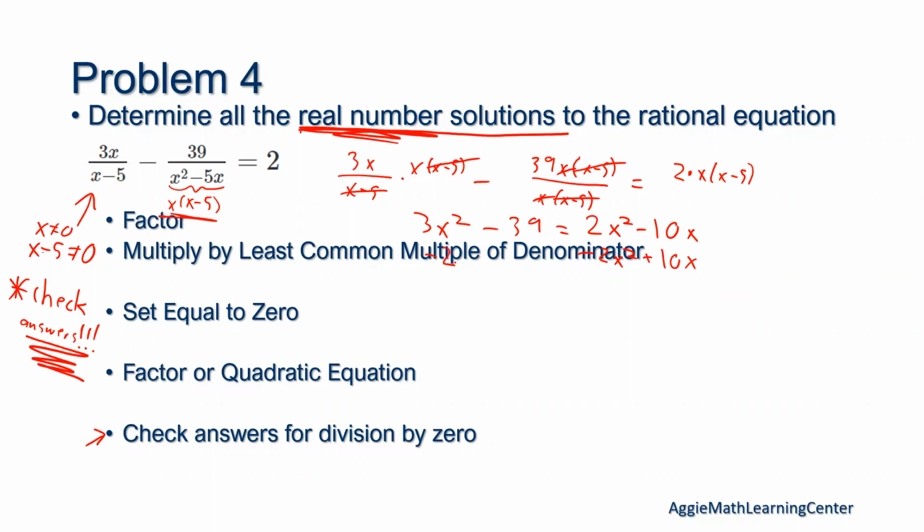Okay, so minus 2x squared. I know you can hardly read this, I'm so sorry. It's because there's so many words on this page. Okay, so 3x squared minus 2x squared is going to equal x squared plus 10x, and then minus 39. Exactly.